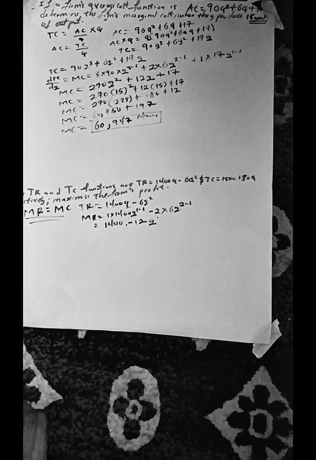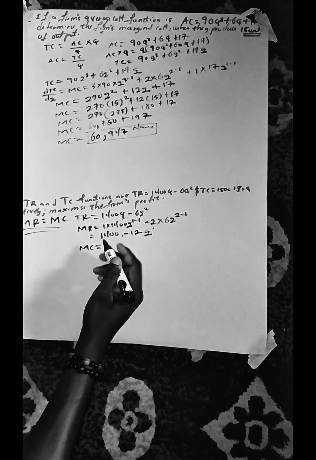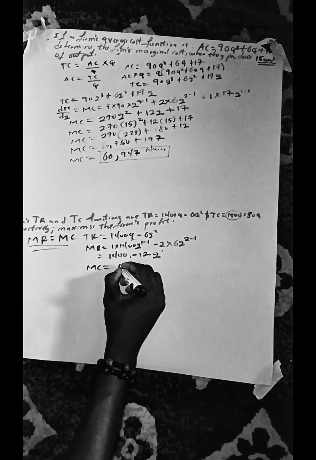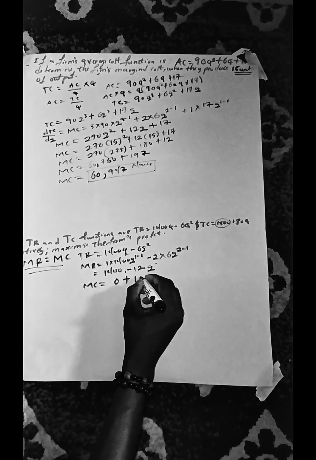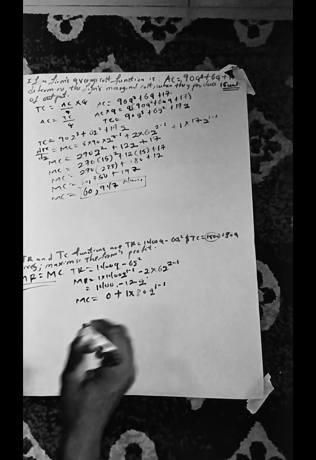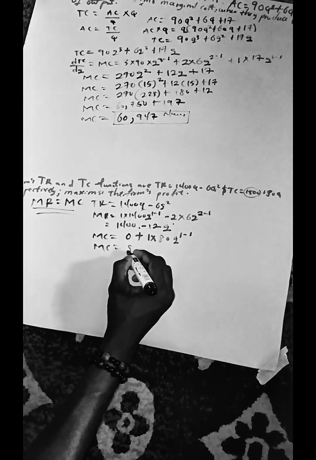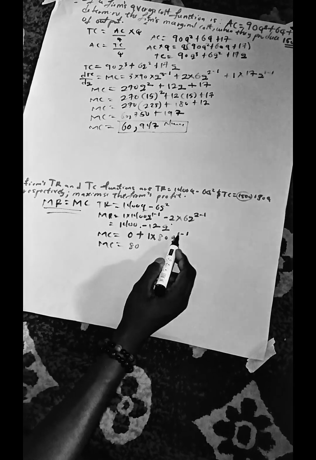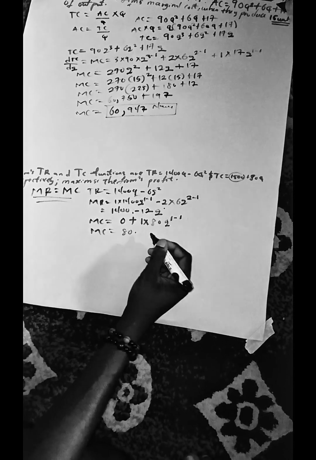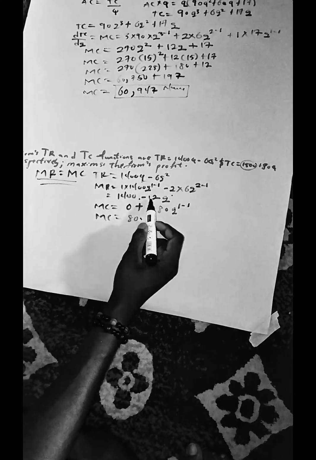So how do we get our marginal cost? Very simple. We differentiate total cost. Remember, the derivative of a constant is 0, then plus 1 times 80Q raised to 1 minus 1. So our marginal cost is 80Q raised to 1 minus 1. 1 minus 1 is 0, so Q raised to 0 is 1. 80 times 1 is 80. So our marginal cost is 80, and our marginal revenue is 1400 minus 12Q.